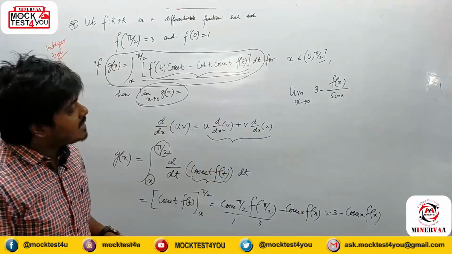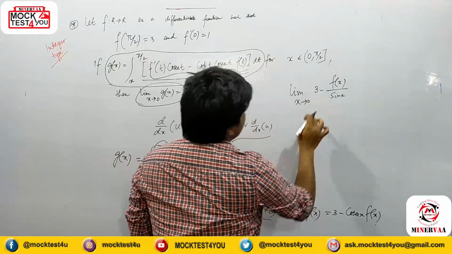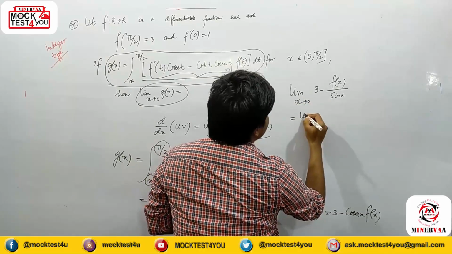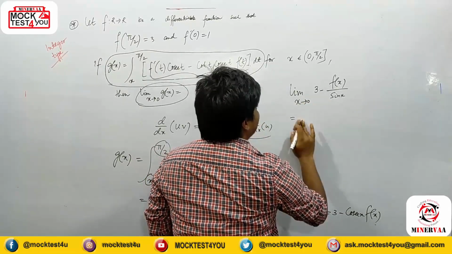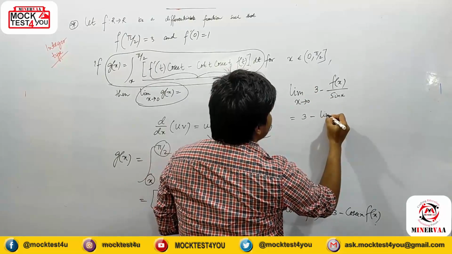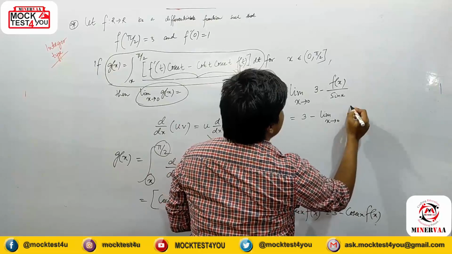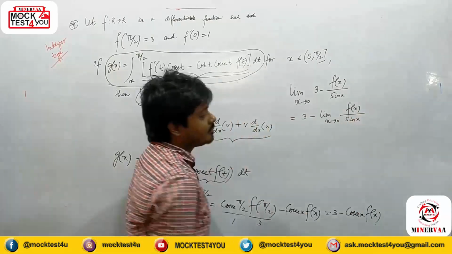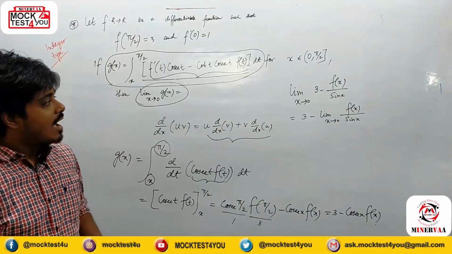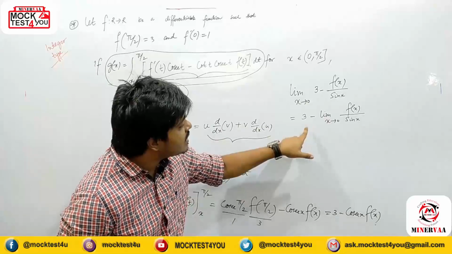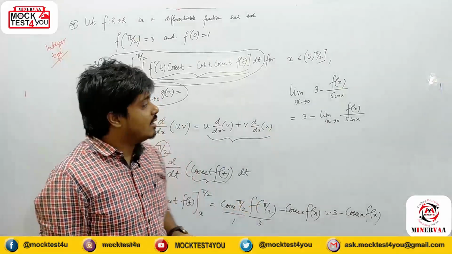Understood? So that is f(x) by sin x. So what do we have in here? So this becomes limit x tends to 3, which is 3 only, minus limit x tends to 0 of f(x) divided by sin x. I hope everyone is clear. This is what we have. Because it's a minus sign, that's why it's just only 3. I don't want to write limit again.